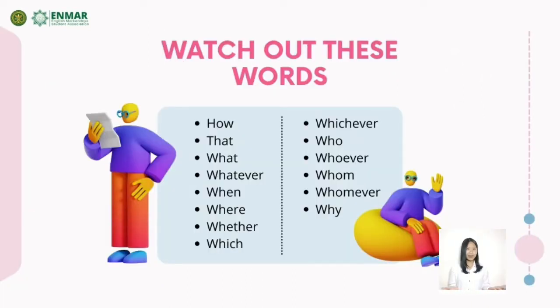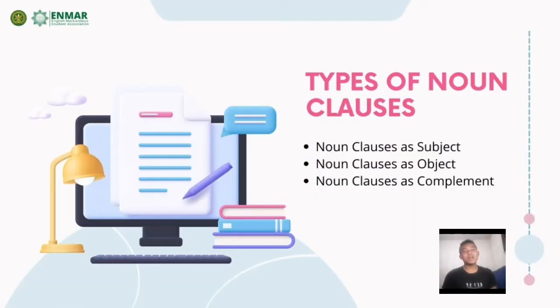There are several words that we can use as a clue to spot noun clauses, such as how, that, what, whatever, when, where, whether, which, whichever, who, whoever, whomever, why. Now, we've known several words that we can use as a guideline and clue to spot noun clauses. As I said before, noun clauses can act as a subject, object, as well as a complement. So let's hear a further explanation about it.